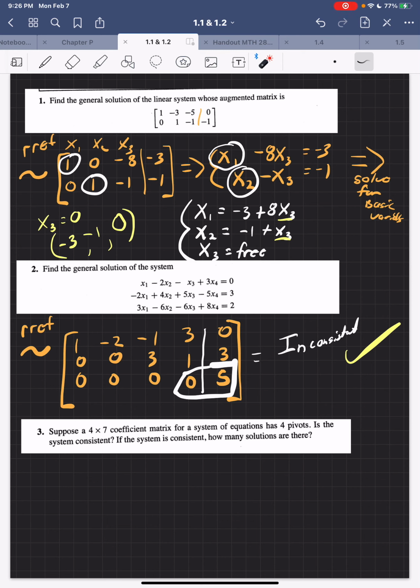Question 3, and this will be the last question. It says, suppose that a 4x7 coefficient matrix. So 4x7 would mean a pretty large matrix. We've got four rows and 7 columns. I'm just going to put dots because I have no idea what's inside the matrix. But 1, 2, 3, 4, 5, 6, 7.